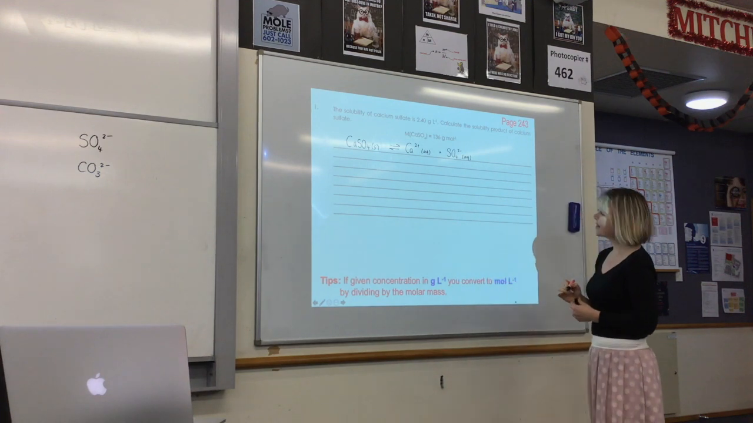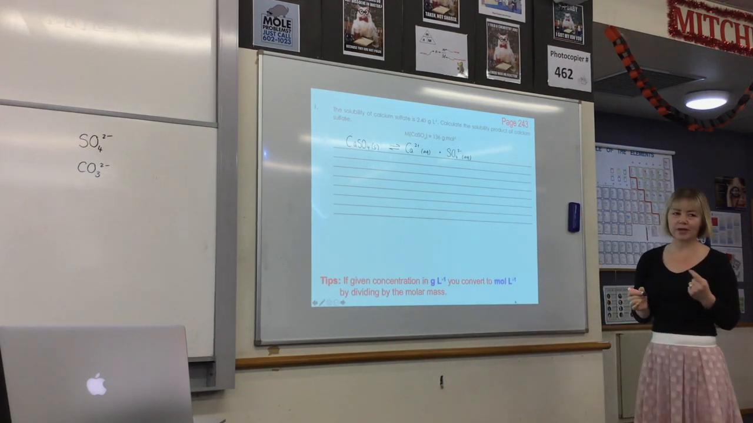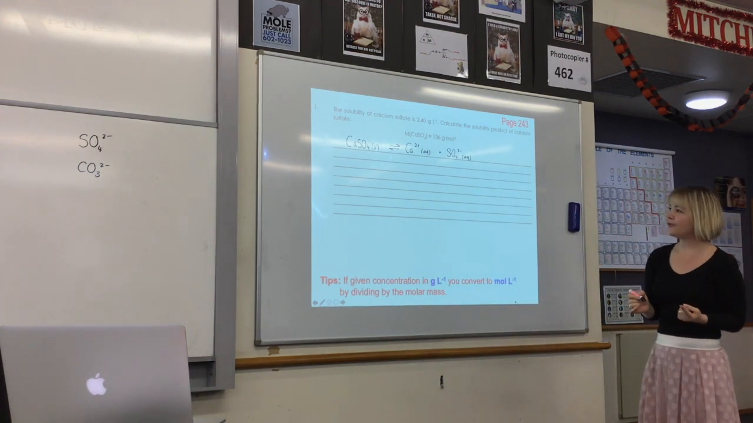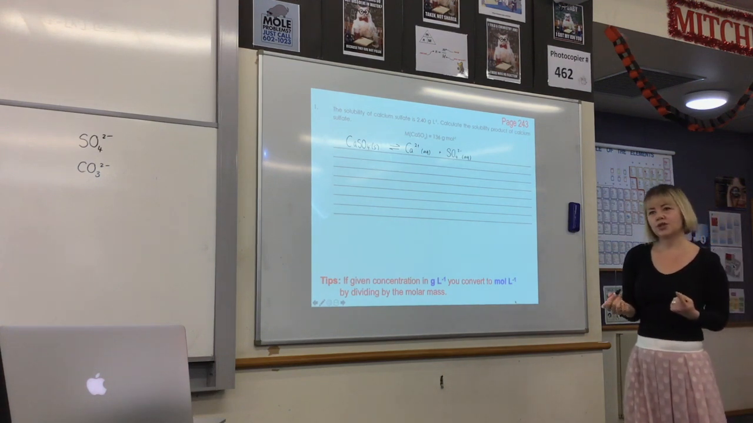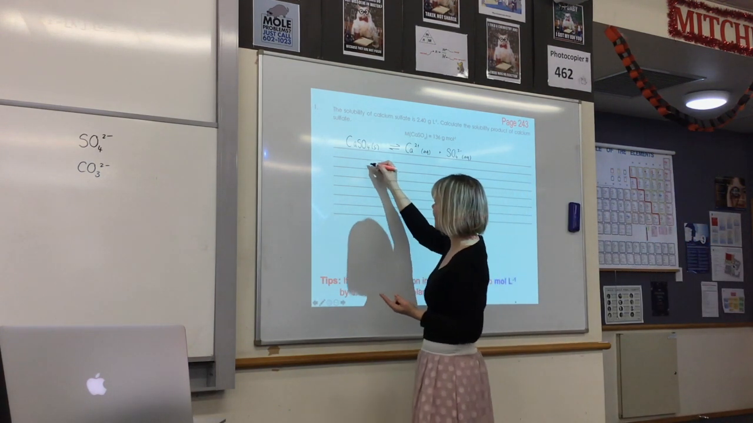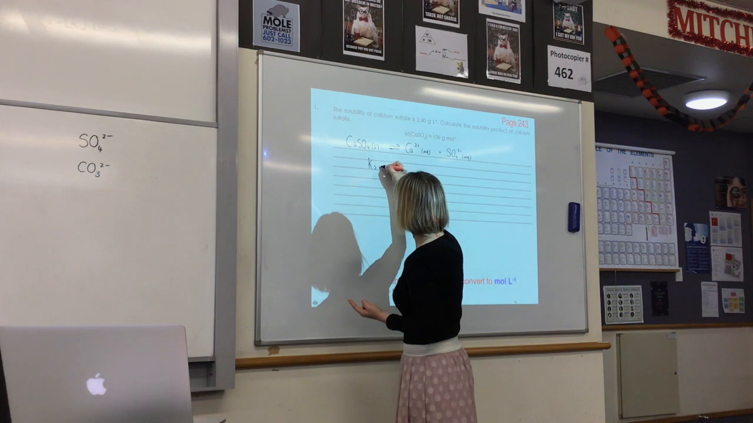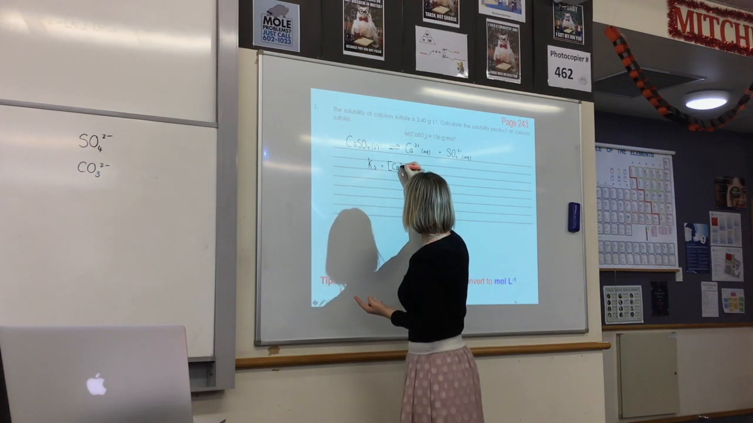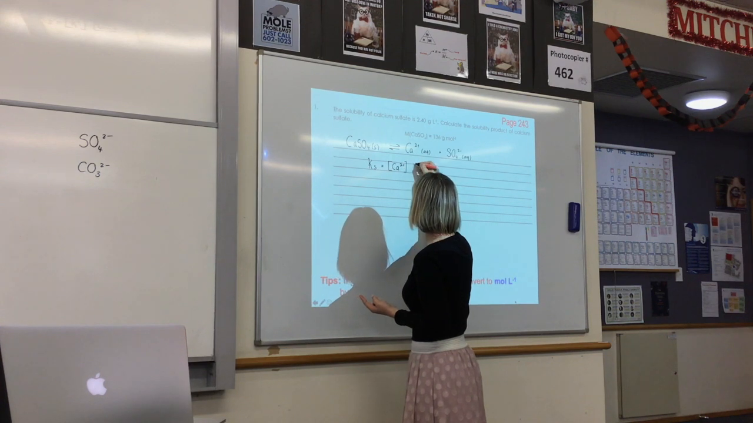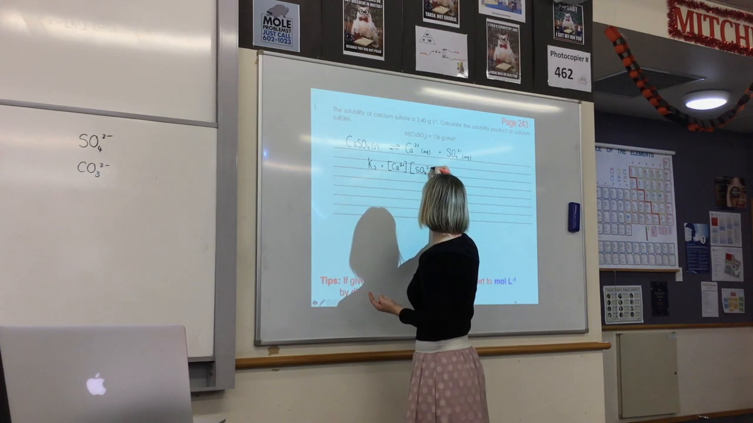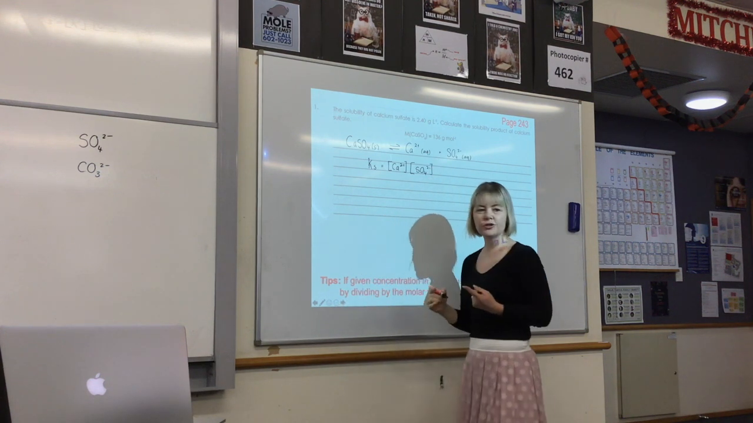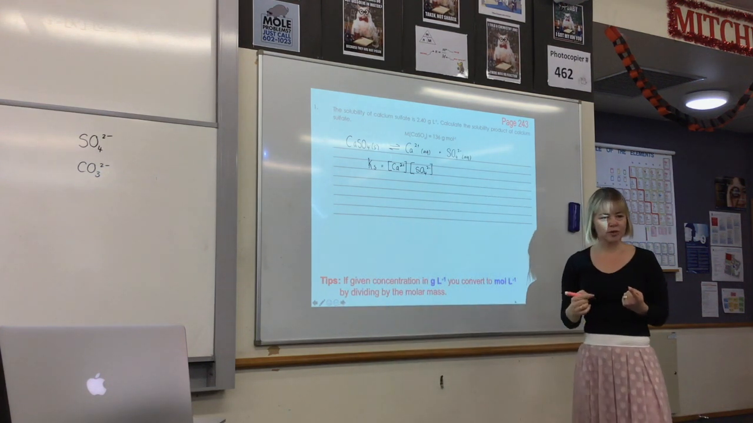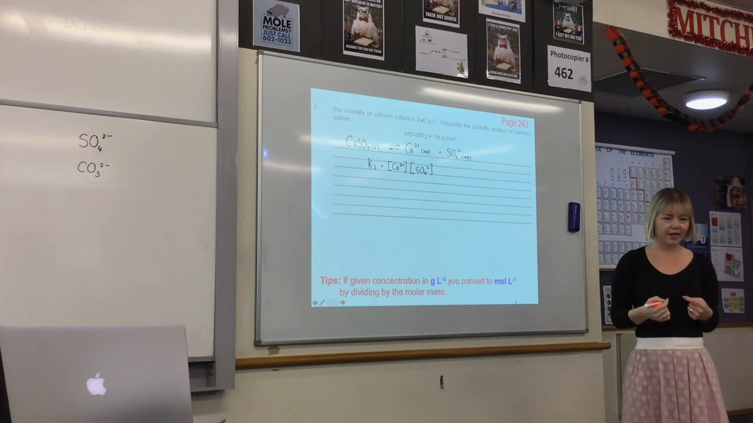And they are asking us to calculate the solubility product of the calcium sulfate. So to do that, I'd have to have the expression, the K solubility product expression. So I need the concentration of my calcium ions, and I need the concentration of my sulfate ions. If I know those two values, all I'm going to do is multiply them together, and I'm going to get an answer.